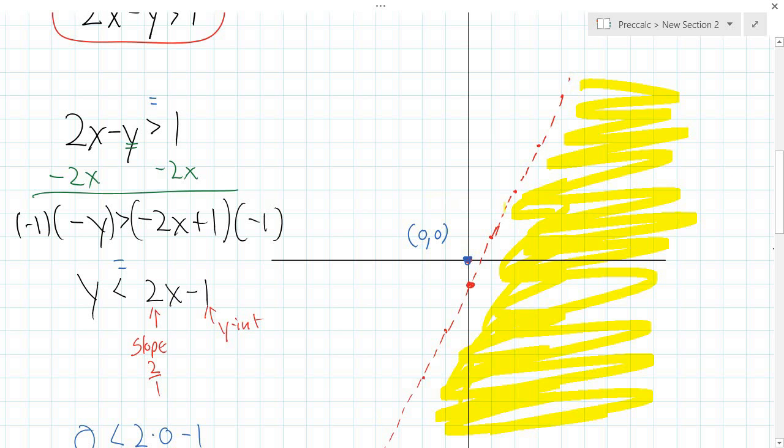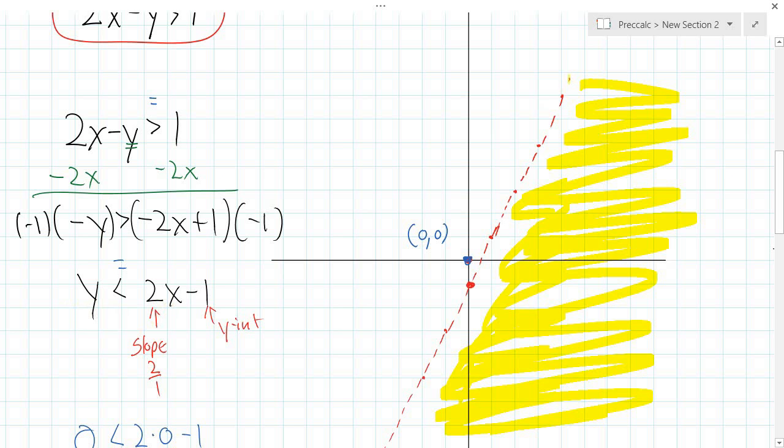Now, along this line, if I plugged in any x or y value from this line, what I would end up with is something where the left side of the inequality equaled the right side. And if my inequality is less than or equal to or greater than or equal to, then that's okay. And I would use a solid line. Because this is strictly less than, the left and right sides here are not allowed to be equal.